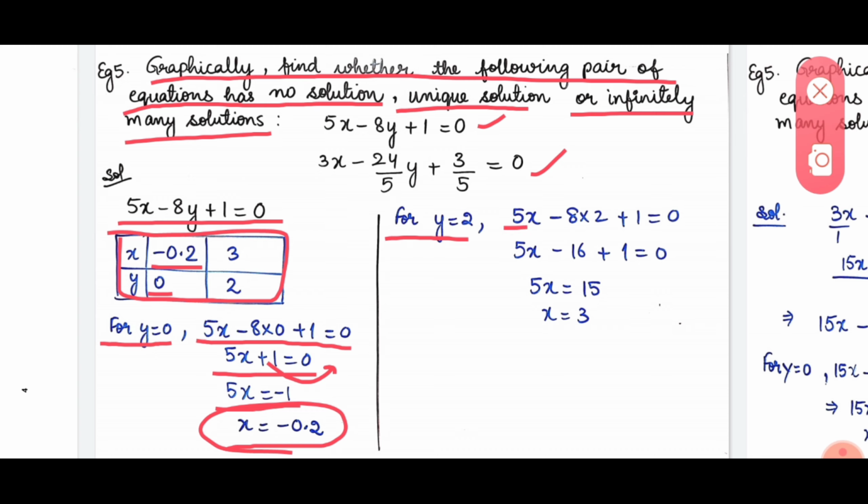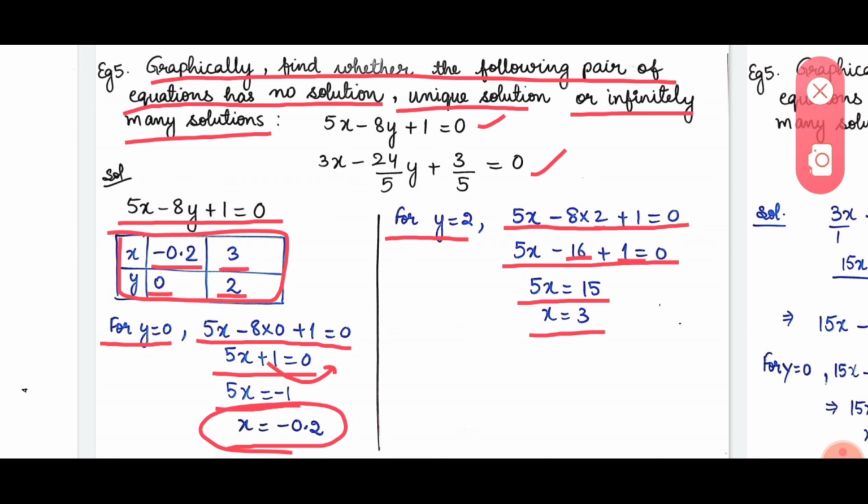Okay, 5x minus 8 into 2 plus 1 equals 0, or you will get 5x minus 16 plus 1 equals 0. Minus 16 and plus 1 will be minus 15, and when the minus 15 goes to the right hand side, you will get plus 15. So overall you will get 5x is equal to 15 and x is equal to 3. So when you put the value of y as 2, you will get the value of x as 3.